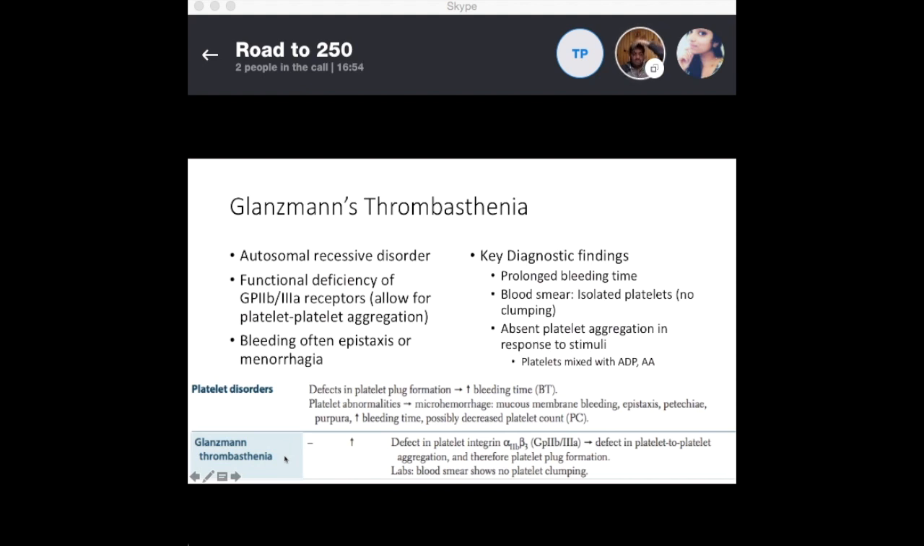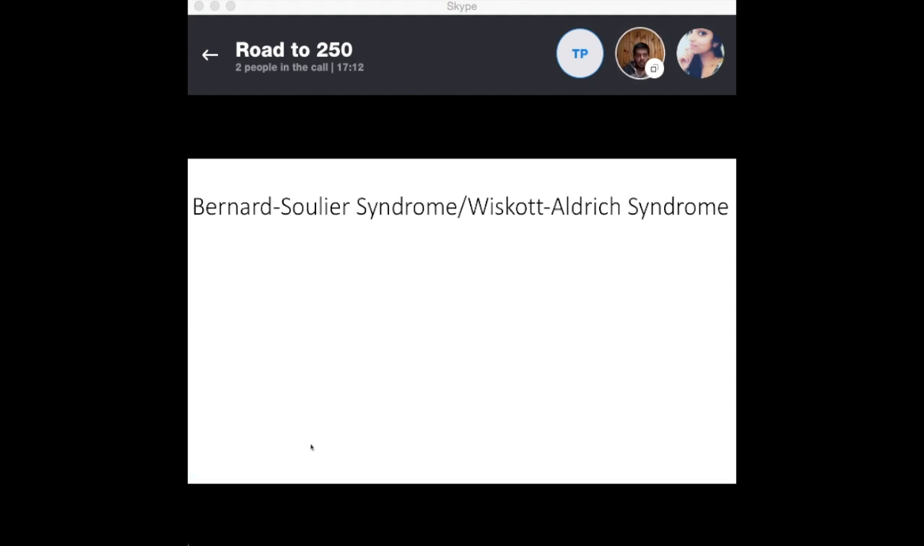This is just from First Aid, to reiterate what I said. You're often going to see an increase in bleeding time, but your platelet count may be normal right here. Any questions about this one? Cool.